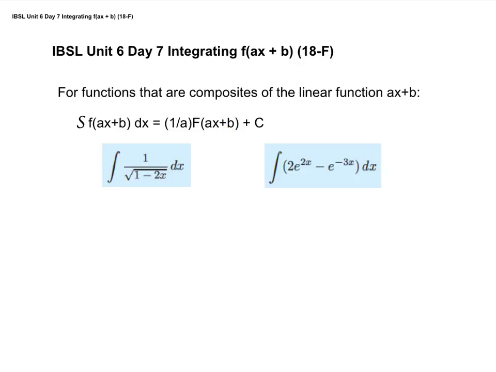This is a parallel to when we did the chain rule in derivatives, okay? Because when you did the chain rule in derivatives, when you took the derivative of the outer function, the inside stayed the same. Here, we're going to take the integral of the outer function, and we're going to leave the inside the same. Okay? The only difference here is that we're going to multiply by 1 over a.